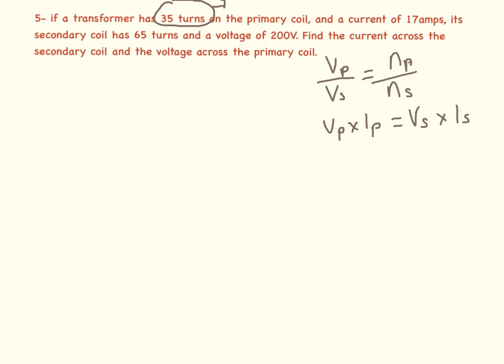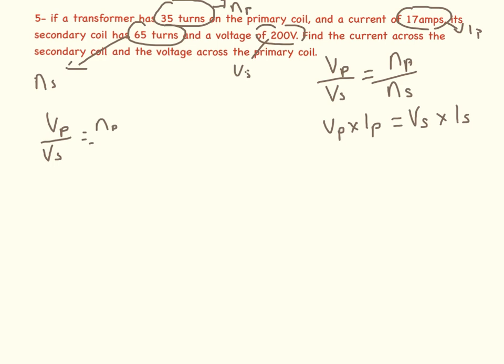So 35 turns on the primary coil. This is Np. Current of 17 amps. That is Ip. Secondary coil has 65 turns, so that is Ns. And a voltage of 200, so that is Vs. Find the current across the secondary coil and the voltage across the primary coil. So with the first equation, Vp over Vs equals Np over Ns. We have 3 of the 4 bits of information, so we can do this.